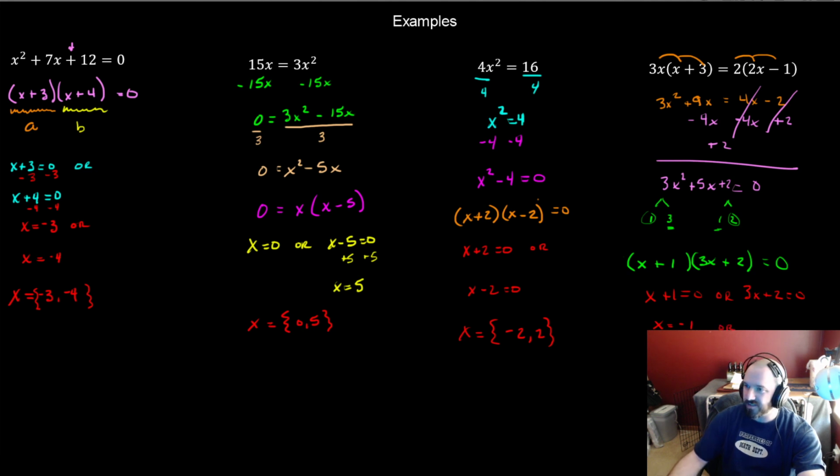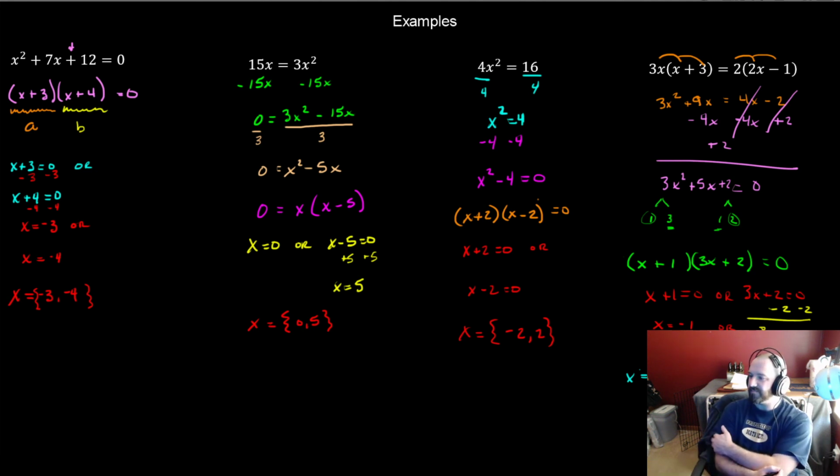Or, now this is a two-stepper, so don't try to do it in your head if you're not comfortable with it, but subtract 2 from both sides. It's going to give us 3x is equal to negative 2. And then I divide both sides by 3. That's going to give us x is equal to negative 2/3. So my two solutions here, x is equal to the set negative 1, negative 2/3. And again, it doesn't matter the order inside there.